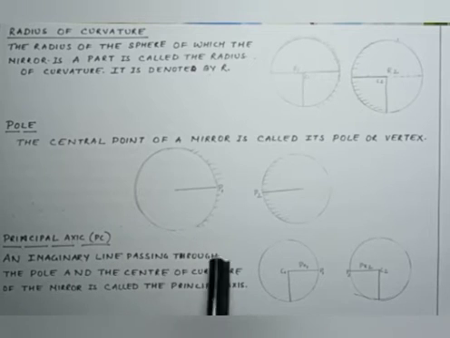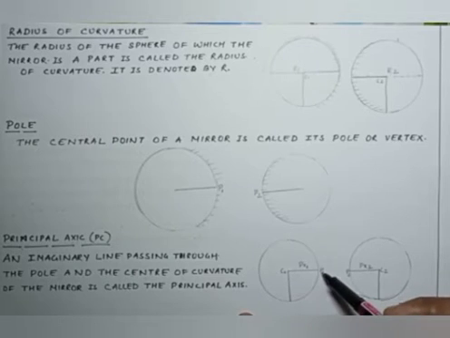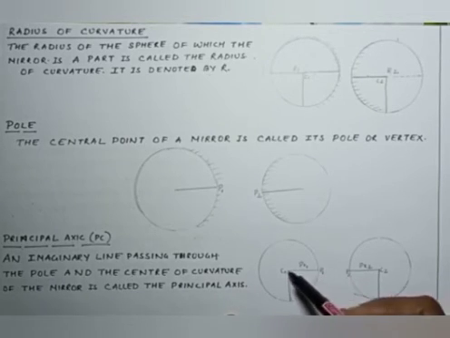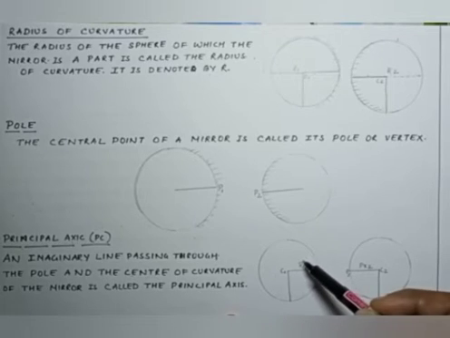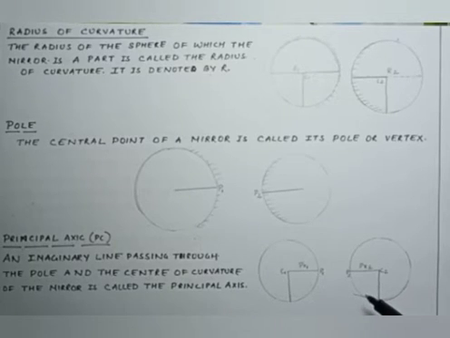Let us move to another topic, that is principal axis. An imaginary line passing through the pole and the center of curvature of the mirror is called principal axis. Now this is a center of curvature and this is a pole. So the imaginary line passing through the pole and the center of curvature of the mirror is called the principal axis. Over here I have denoted Px1 for concave and Px2 for convex mirror.